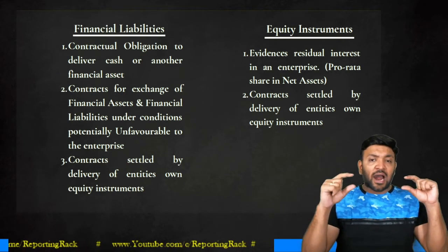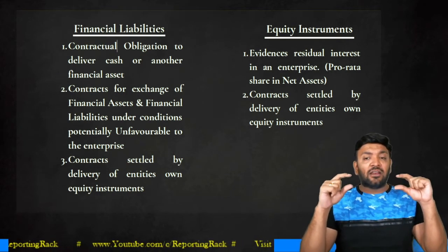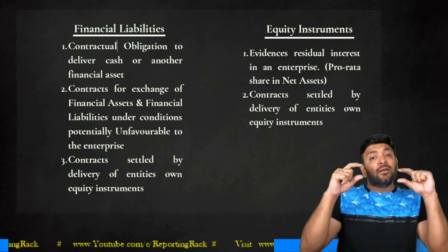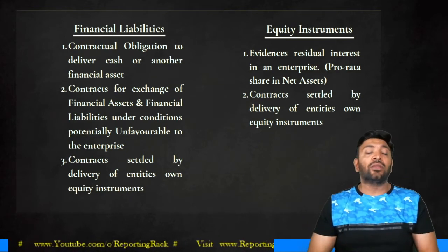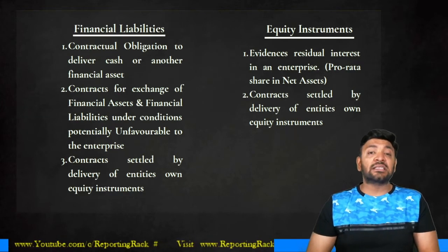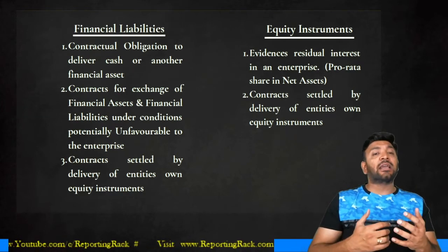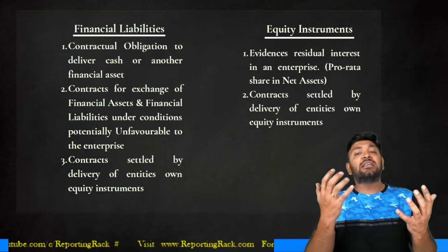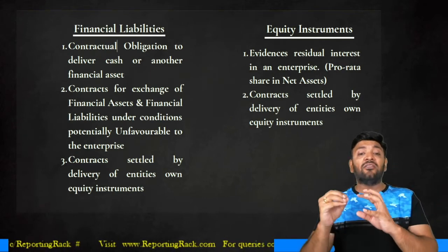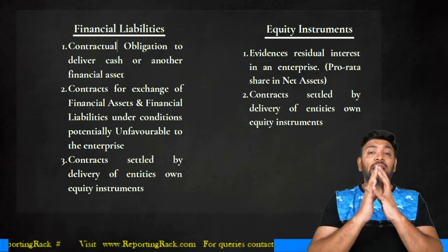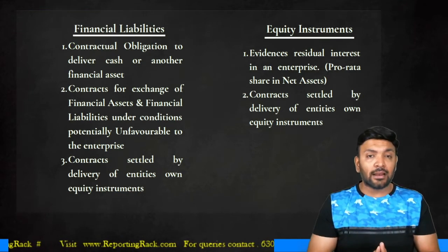And contract settled by delivery of entity's own equity instrument. If you look at this part, I have included it both under financial liabilities as well as equity instrument. So therefore, I have to understand the significance of when it becomes a financial liability and when it becomes an equity instrument. Whenever there's a contract settled by delivery of entity's own equity instruments. Clear?